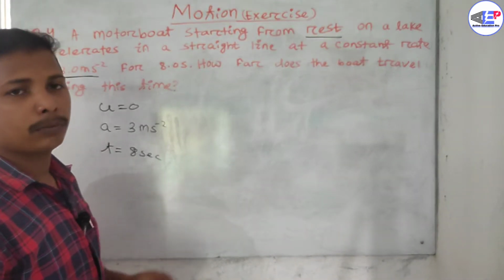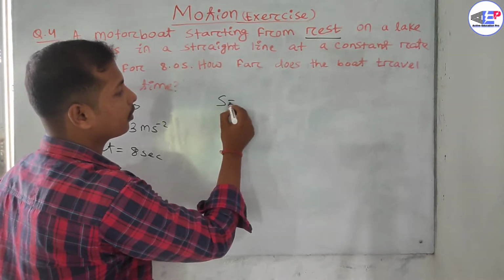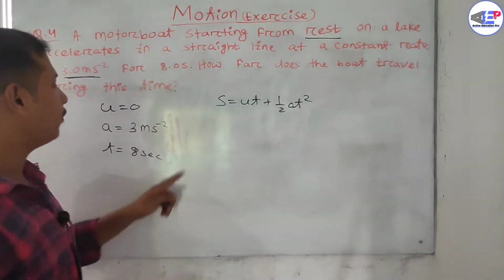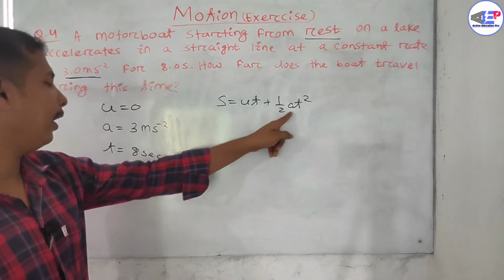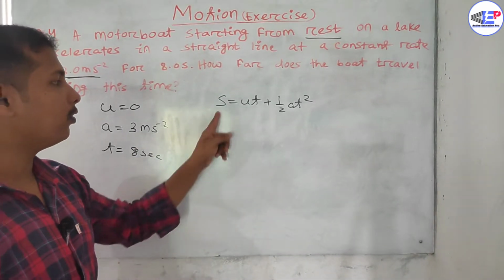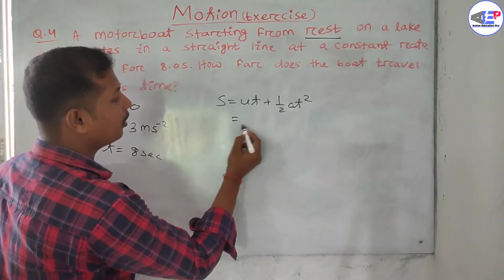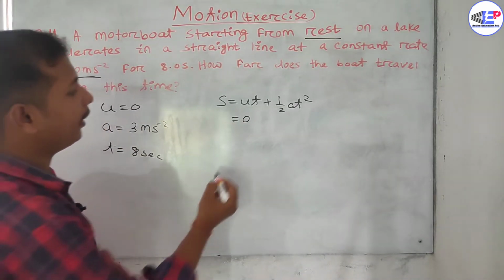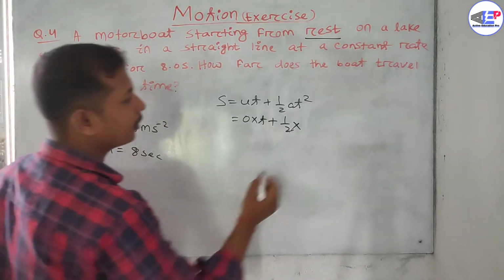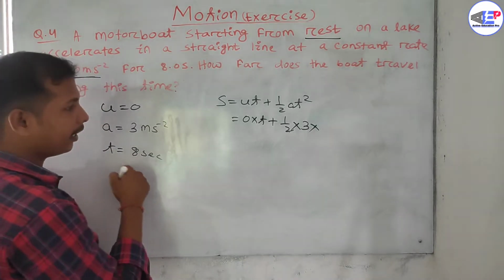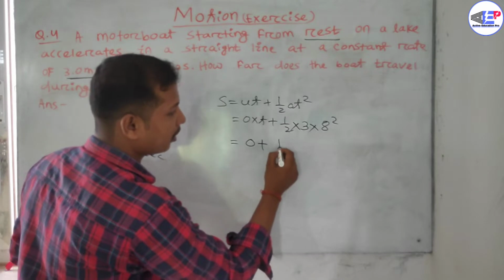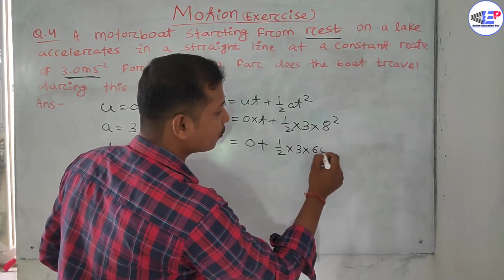We know that from equation of motion, s is equal to ut plus half at square. Here we have the values of u, a and t. By using this equation, we can calculate the value of distance. Let us calculate. Here u is 0, t is 8, plus half into a. Here a is 3 and t is 8, so it will be square of 8. So it will give 0 plus half into 3 into 64.